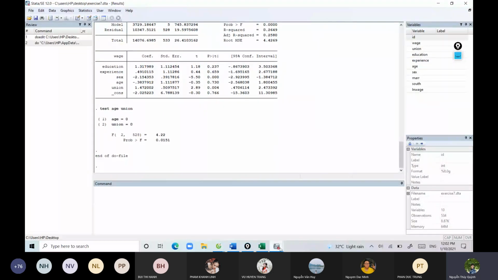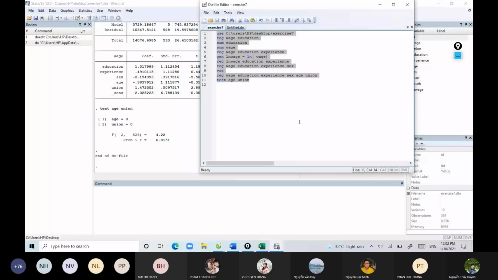So a do file is simply a set of commands that you can use to save what you have done in the previous session. All right, okay, so that's how you generate the do file for your group work. You will have to generate your do file so that when I run the commands again, I will see what you have done for your group work.